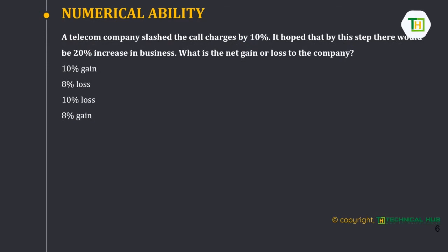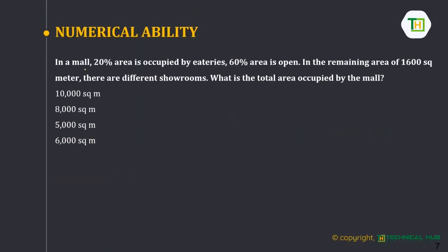Next question. In a mall, 20 percentage area is occupied by eateries. See, total 20 percentage of area is occupied by eateries, 60 percentage area is open. In the remaining area, 1600 square meter, there are different showrooms. What is the total area occupied by the mall?